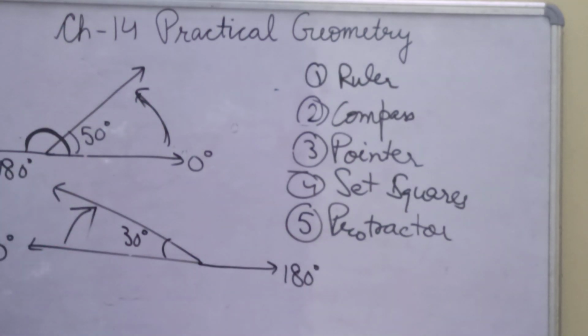So this way, with the help of this, you can draw angles or measure angles with the help of the protractor. So these are your 5 basic instruments you use in practical geometry.